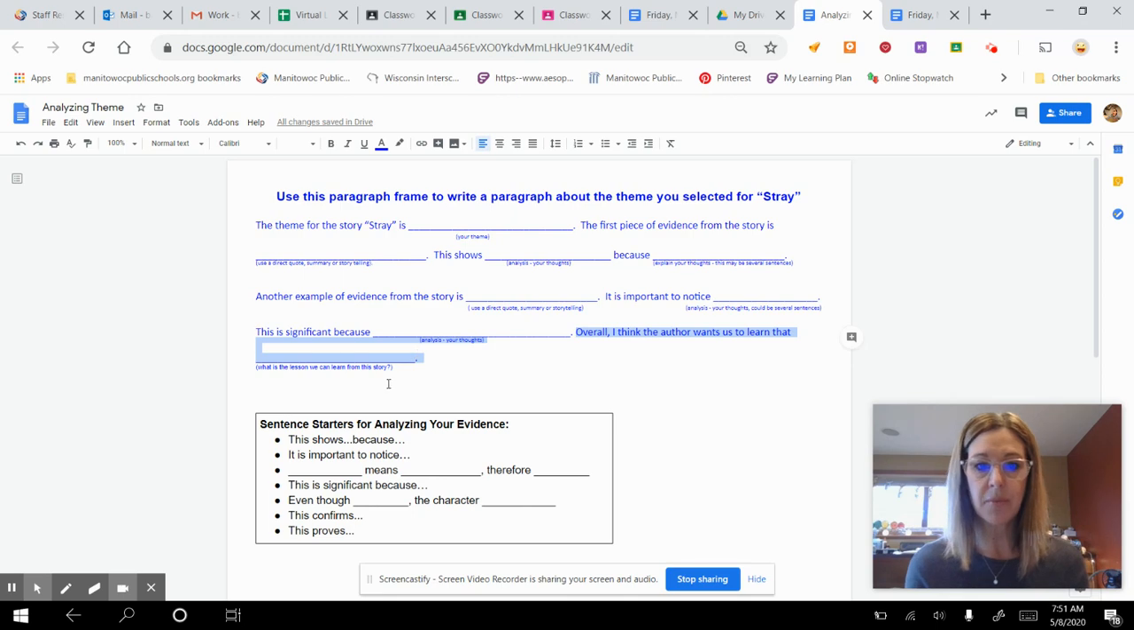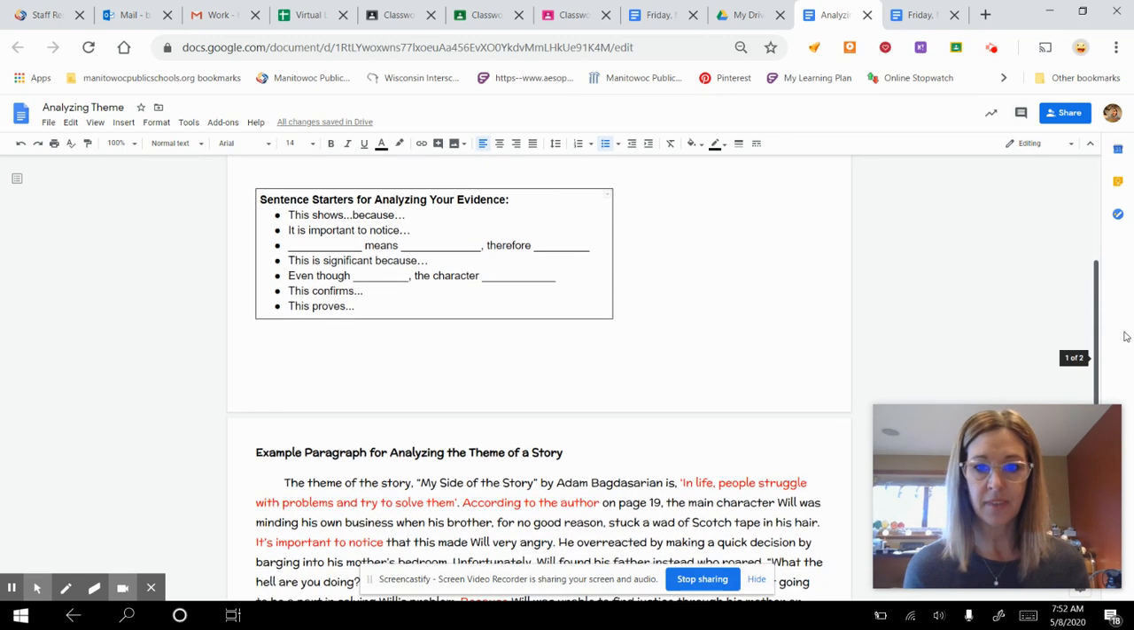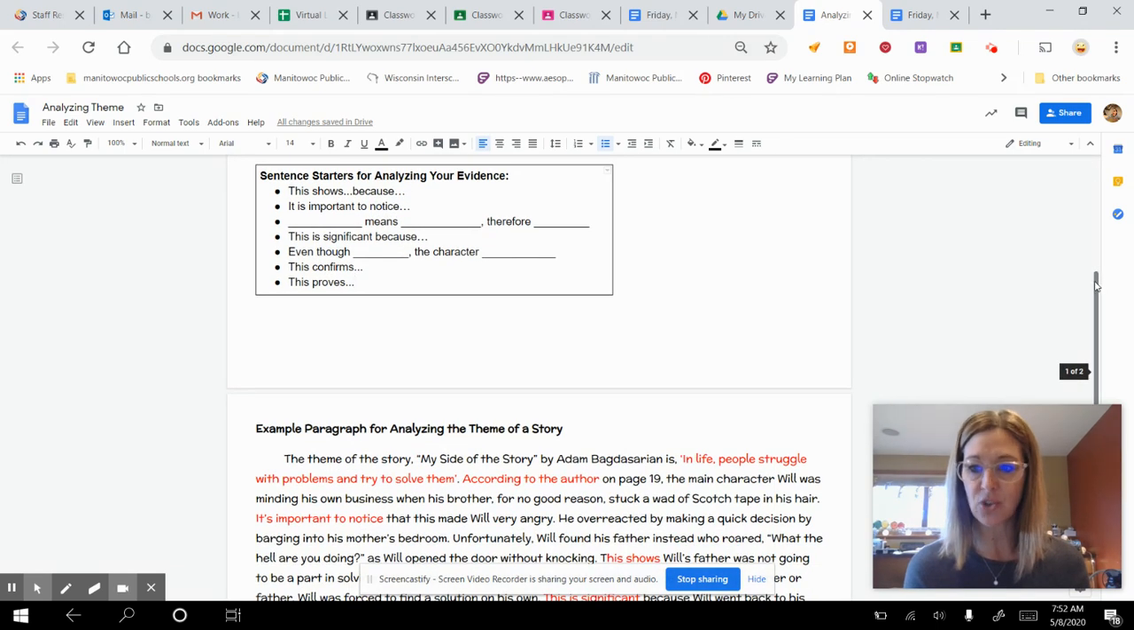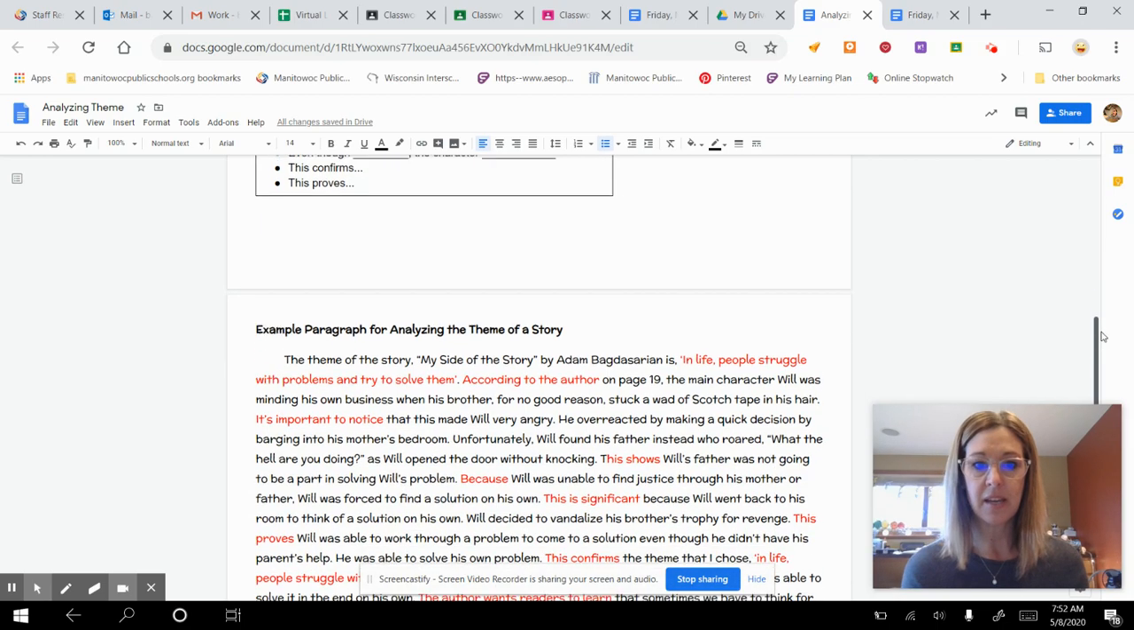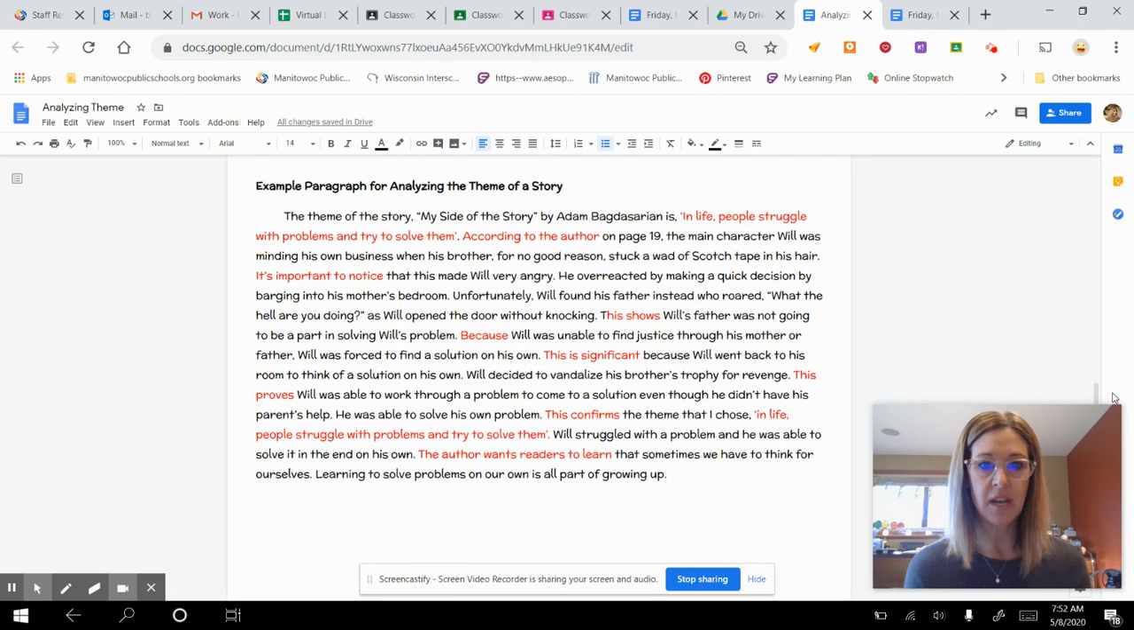If you're having trouble, or if you are good with the paragraph, but you need some sentence starters, here are the sentence starters for you in this box. Those are just a few. And then if you scroll down, I'll share this document with you today. If you scroll down, you will see my modeling of a paragraph that analyzes the theme of a story.